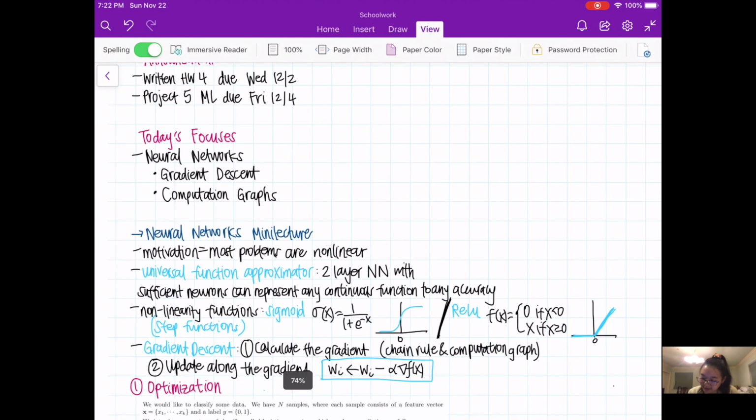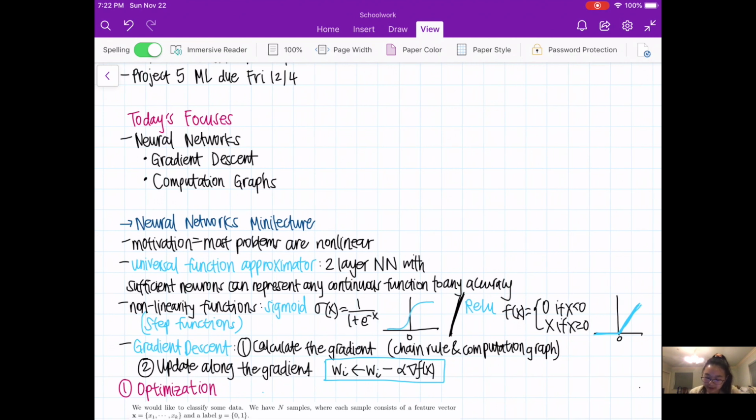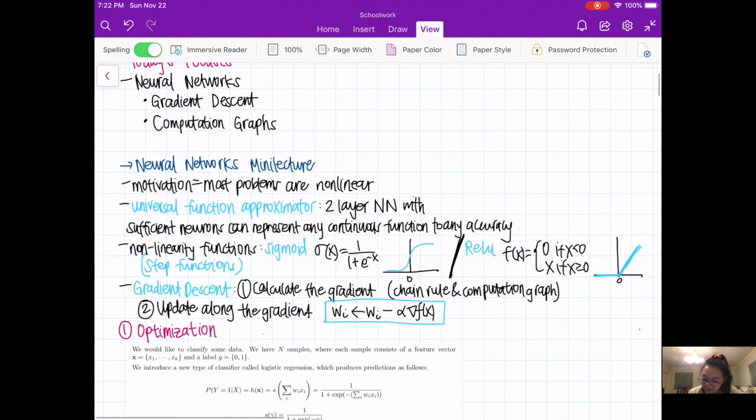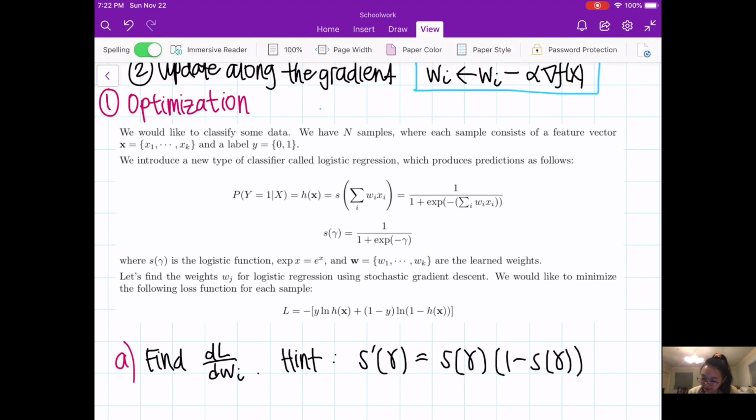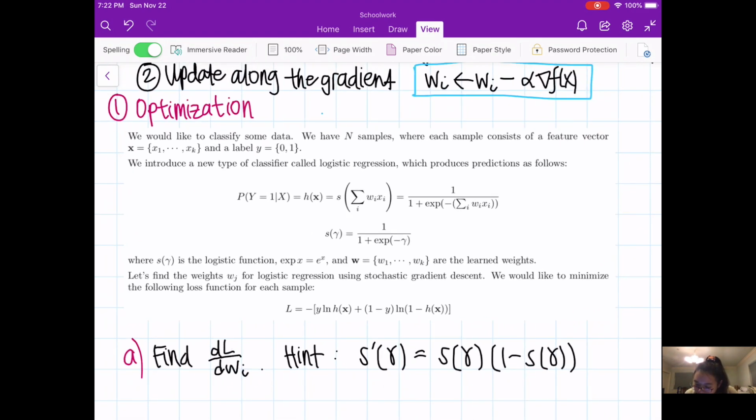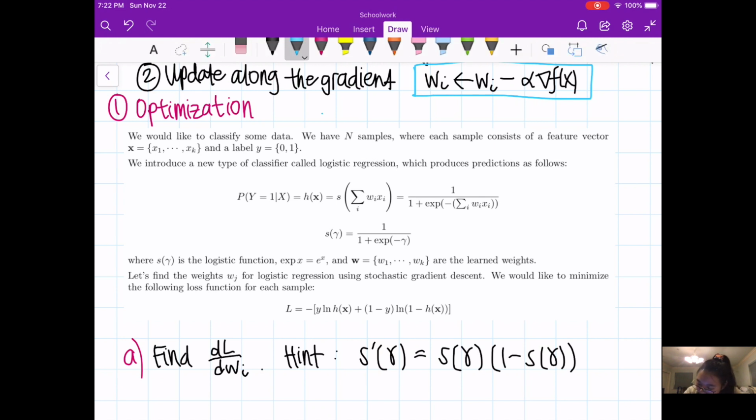So now that we've touched on some brief ideas regarding neural networks, let's just dive into the problem. For this first problem, we have a classifier, and we are using it to classify some data, and each of the n samples consists of a feature vector and a label y that's either 0 or 1.